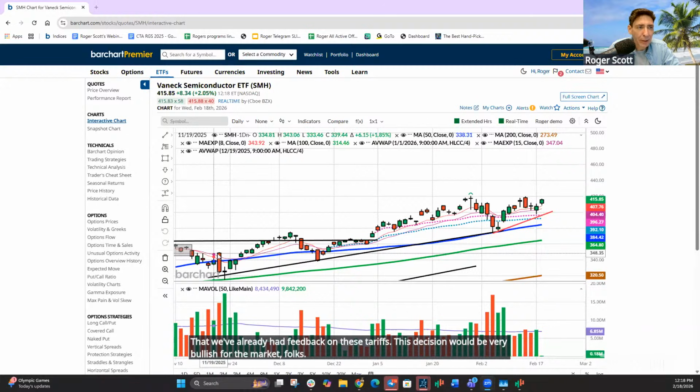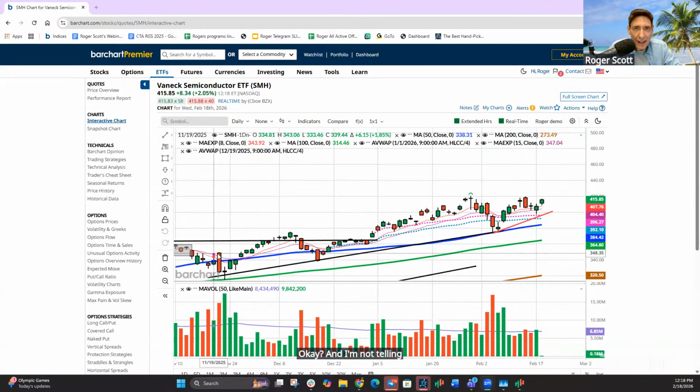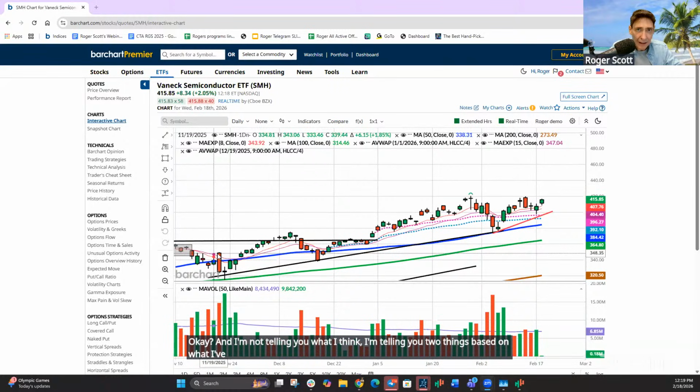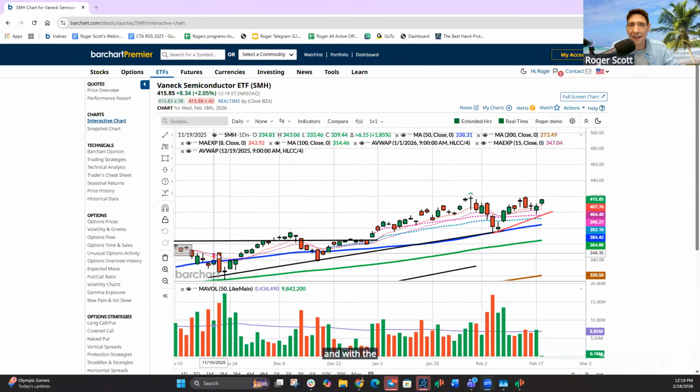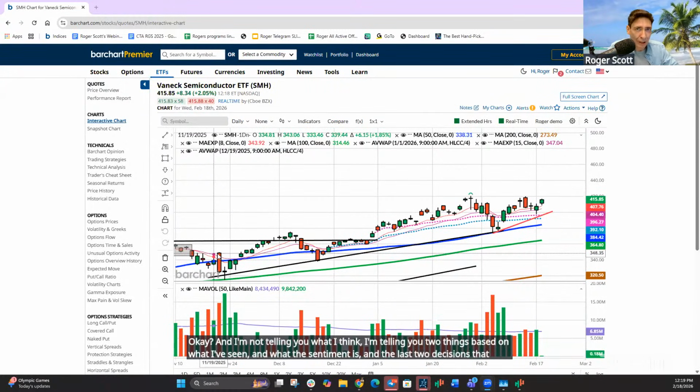This would be extremely bullish for the market. I hope you guys understand that. Okay? And I'm not telling you what I think. I'm telling you two things based on what I've seen and what the sentiment is, and the last two decisions that have already come out. So I'm not just blowing smoke. I'm telling you based on that.